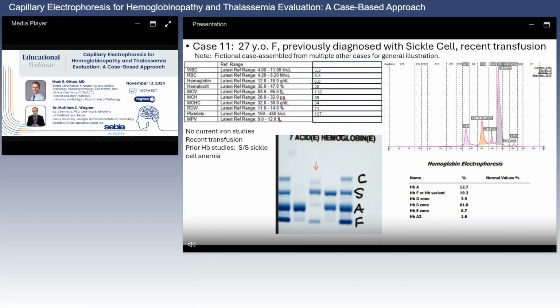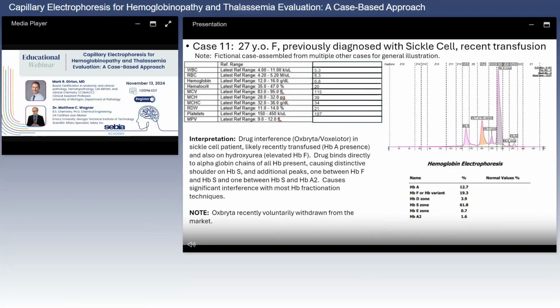However, upon closer examination, we notice a number of other peaks are present. There is a small peak between hemoglobin F and hemoglobin A. We see another peak between hemoglobin A2 and hemoglobin S. Even hemoglobin S itself has a distinct shoulder to it. This is clearly an out-of-the-ordinary profile. If we look at the acid gel electrophoresis in the center of the screen, we also note a few additional bands here as well. Well, what exactly is going on? This was a previously diagnosed sickle cell patient, and now suddenly we have all these other peaks present.